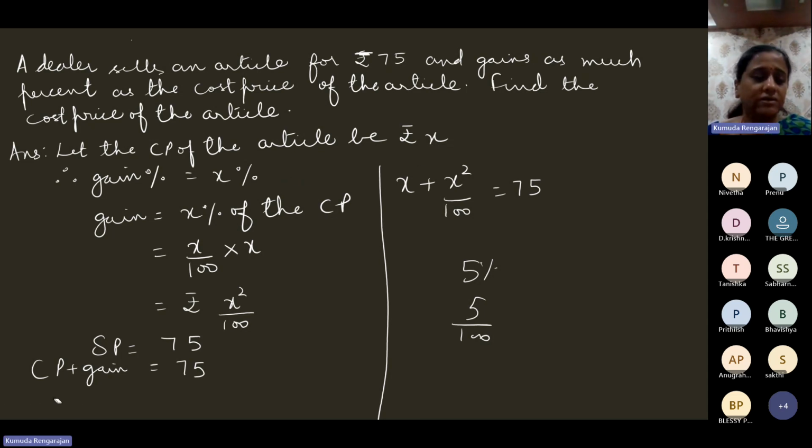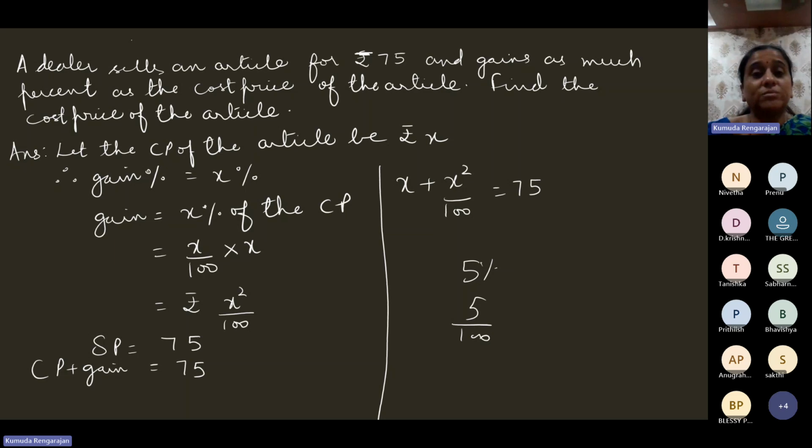Okay. So that gives us X into X, that is X squared by 100. Rupees X squared by 100. So that's the profit in rupees. Now, what's the equation? How do you construct the equation? We know that cost price plus gain is equal to selling price.